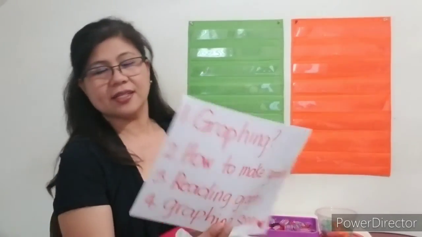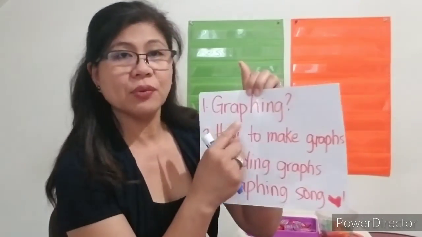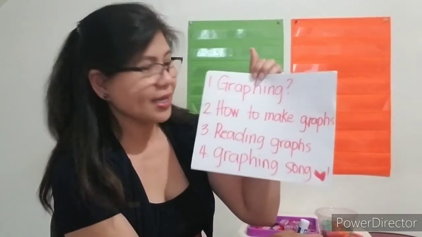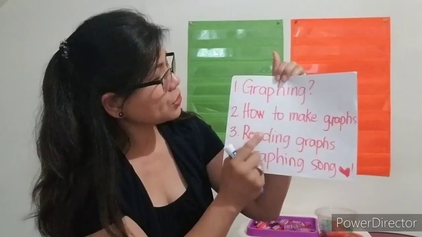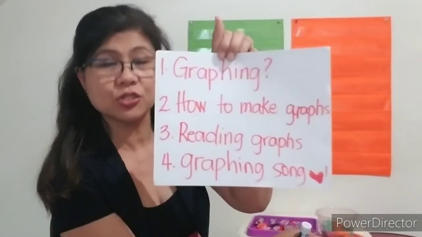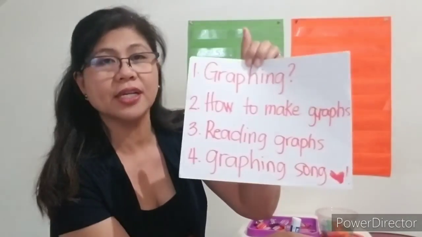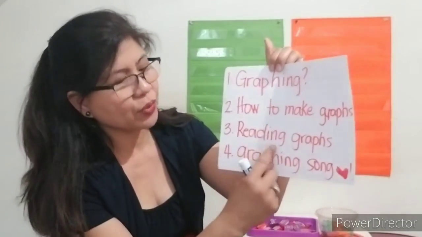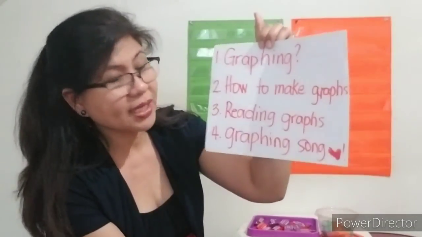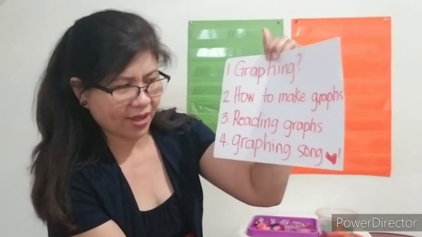Okay, so remember that song because we will use tally marks when we do our next math skill. This is about graphing. Today we will learn about graphing. What is graphing? I have a question mark there. In number 2, it says how to make graphs. So today in this session, we will learn about making graphs and what a graph is about. And we will learn also about reading graphs. How do we read a graph?